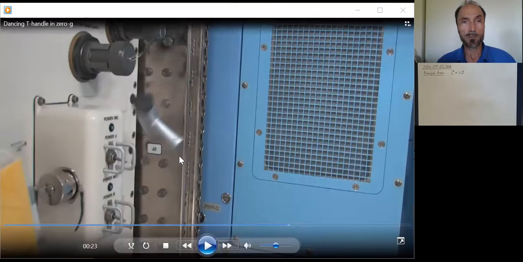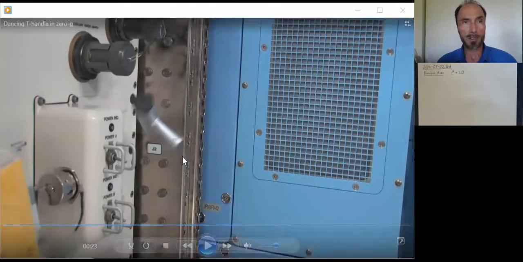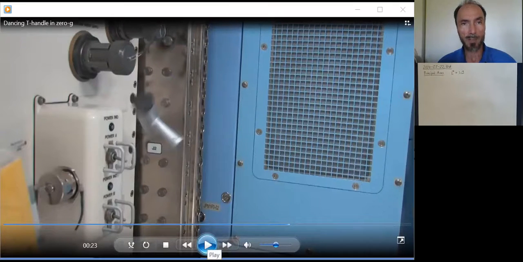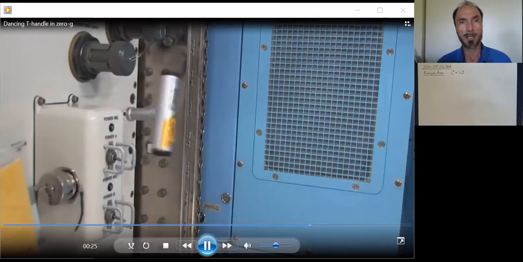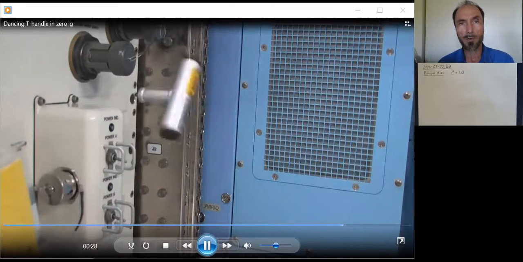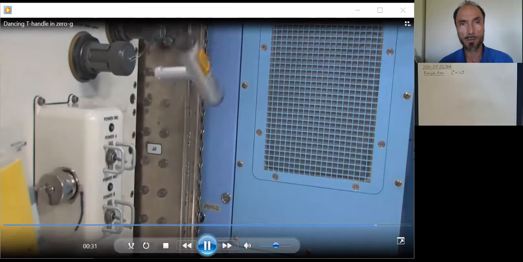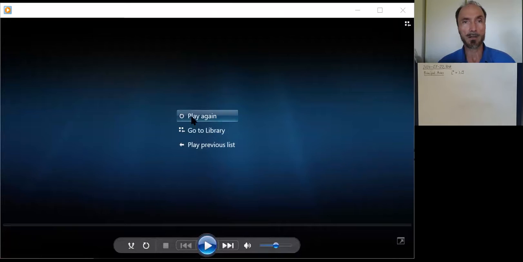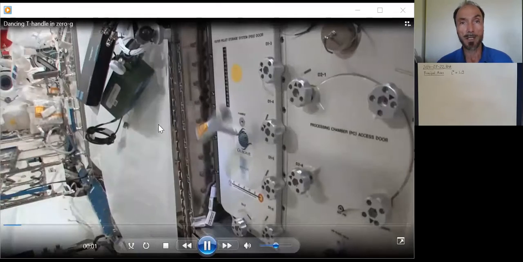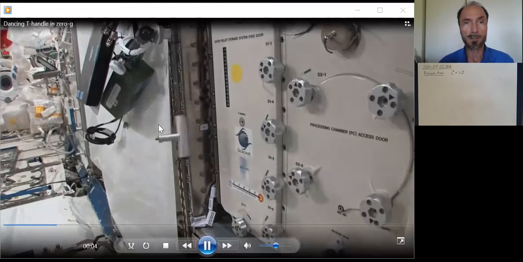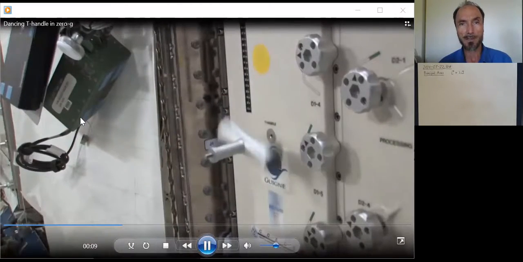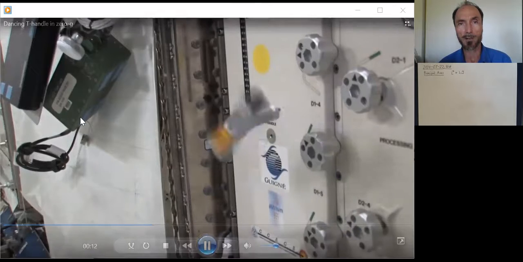Okay, so what we have here, if you're aboard the space station, there's something called a T-handle, and you see the title here, Dancing T-handle. There's some remarkable behavior, and this is a rigid object with no external torques acting upon it. Let's play again. Once again, it's a rigid object with no external torques, and there's this very fascinating behavior. It appears to kind of flip over every so often.